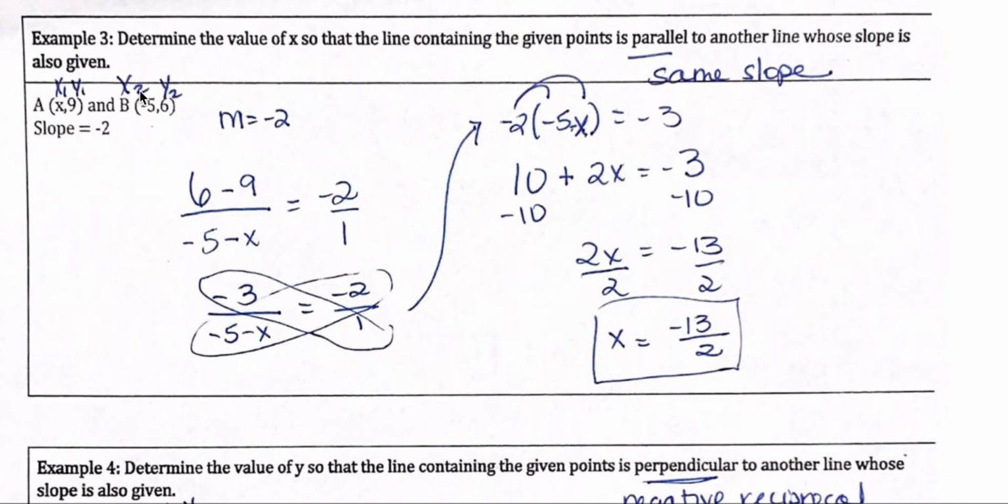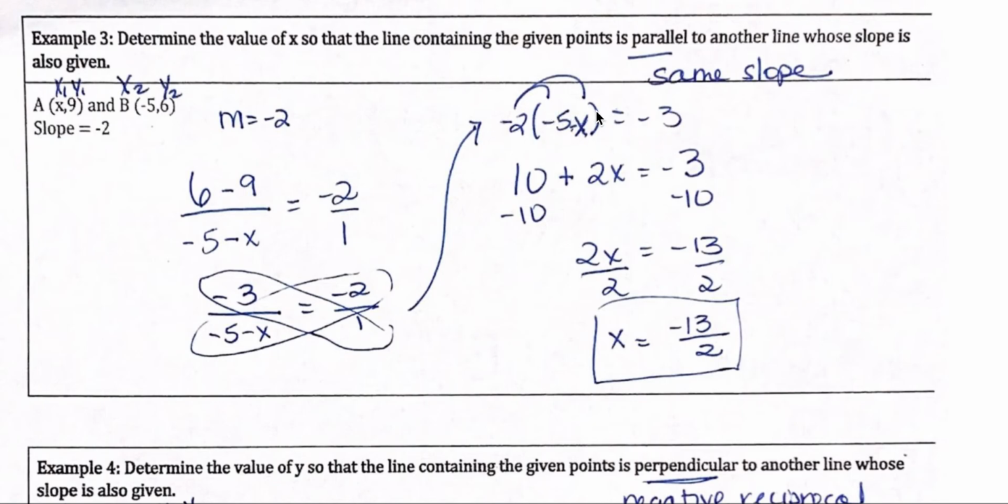Label your points, substitute into your formula. So you'll get 6 minus 9 will simplify to negative 3. Negative 5 minus x. Remember, you can't put those together. They're unlike terms, so that'll just stay the same. You're going to cross multiply. So it'll turn into negative 2 times the quantity negative 5 minus x equals negative 3. This got a little messy here.